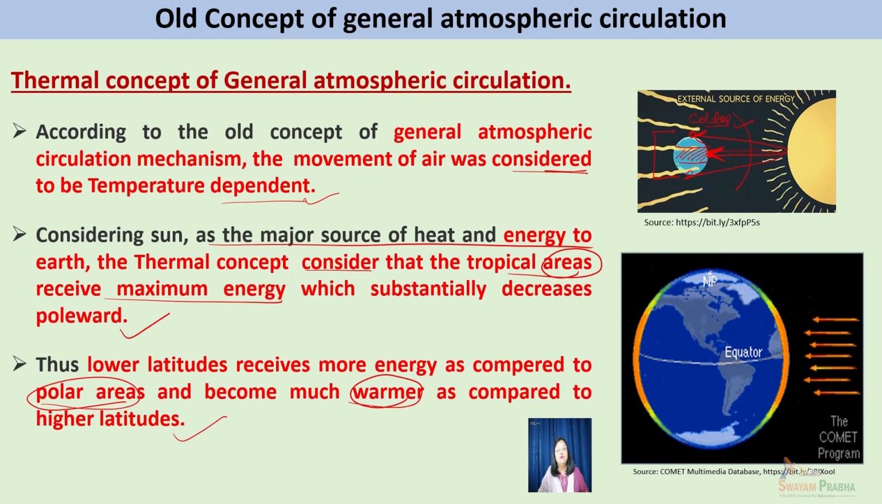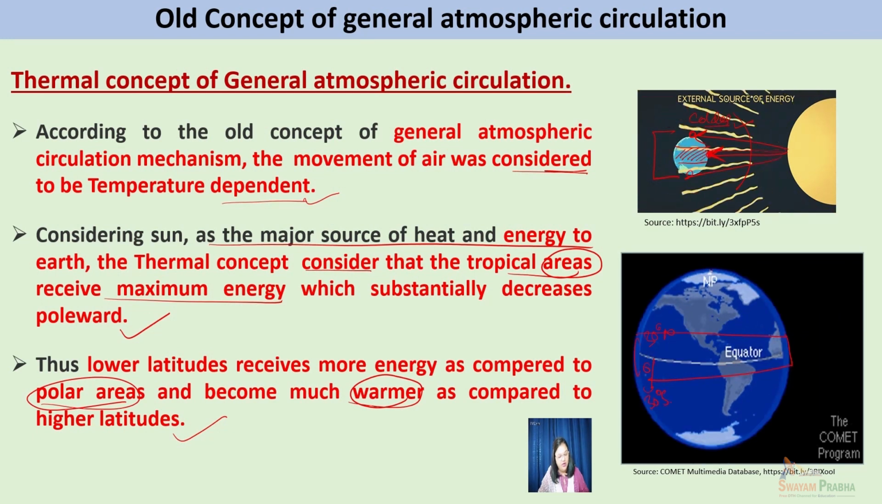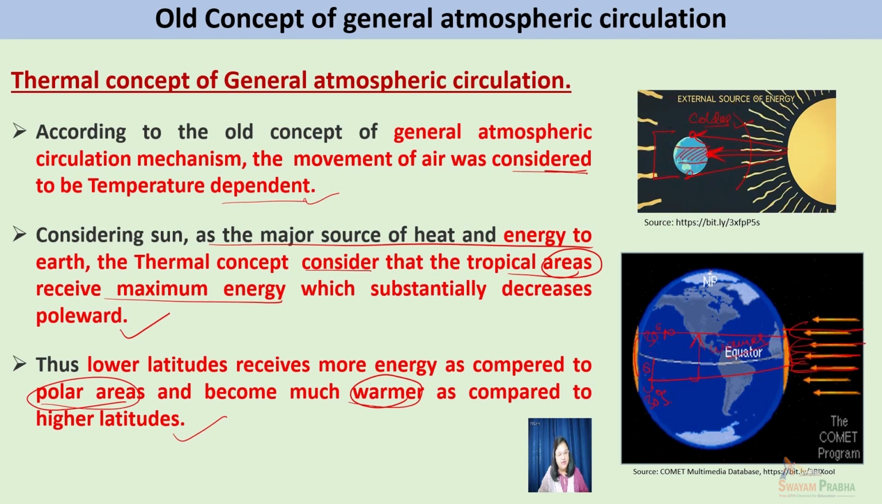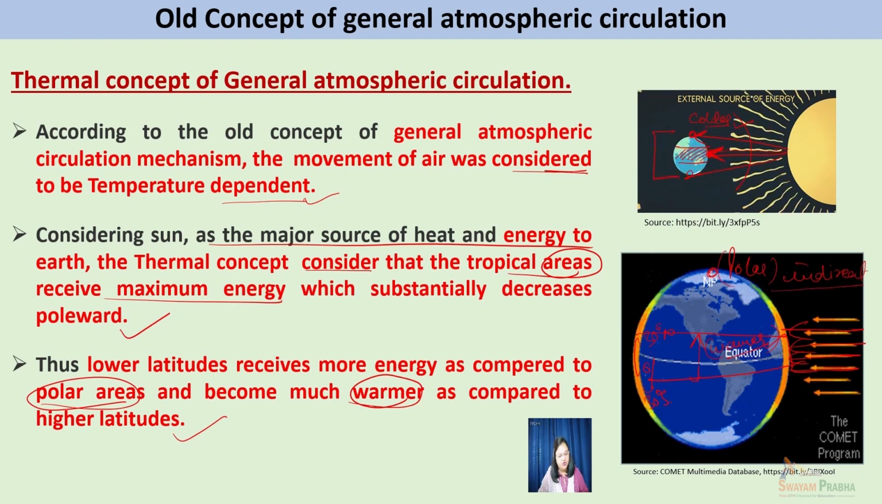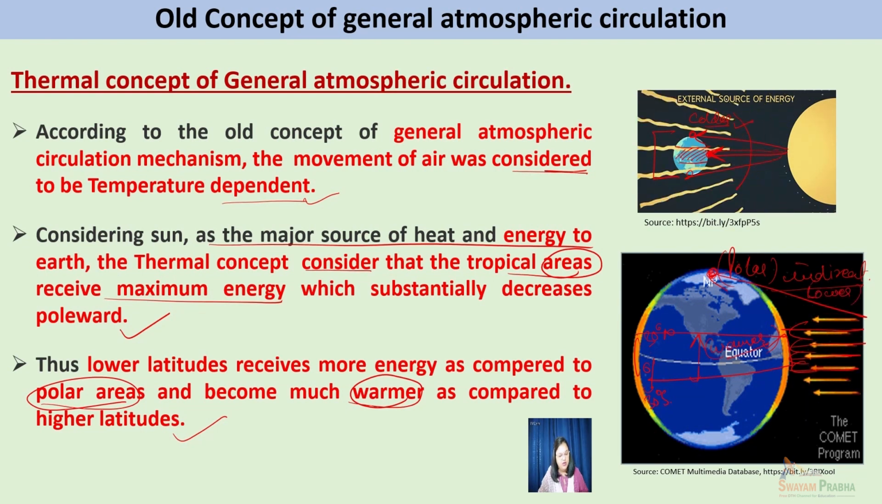So we have discussed in previous classes also that the areas which are located from 0 degree to 30 degree north and 30 degree south of equator receive very high direct insolation from the sun, which makes their average temperature warmer throughout the year as compared to the polar areas which receive indirect insolation throughout the year. Therefore, the average temperature of these higher latitudes or polar areas remains lower throughout the year.